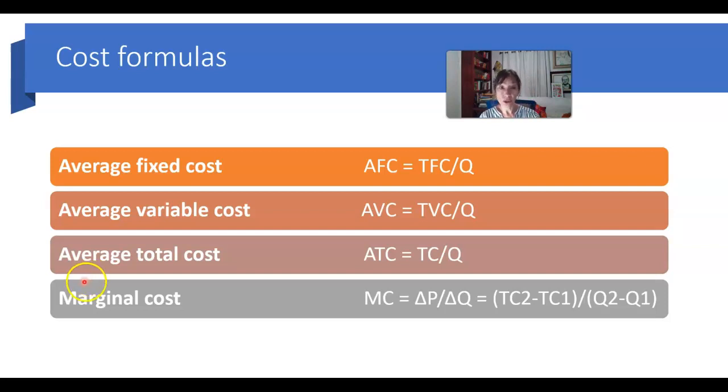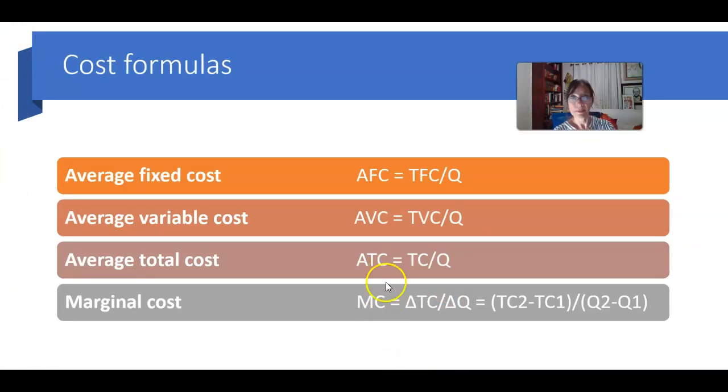So to find marginal cost, again, we're going to use the same type of formula. This is going to be the change in cost. Whoops, I see a little error. Hold on just a second. Okay, so marginal cost is the change in total cost divided by the change in output. So change, again, that's basically the difference, right? So we're going to take total cost 2 minus total cost 1 divided by output 2 minus output 1.